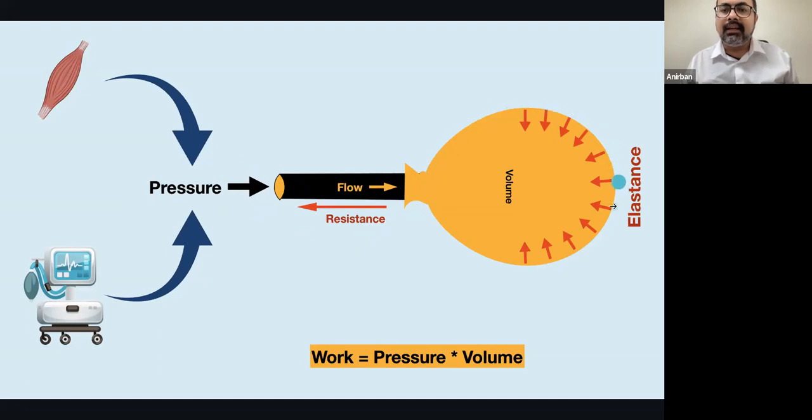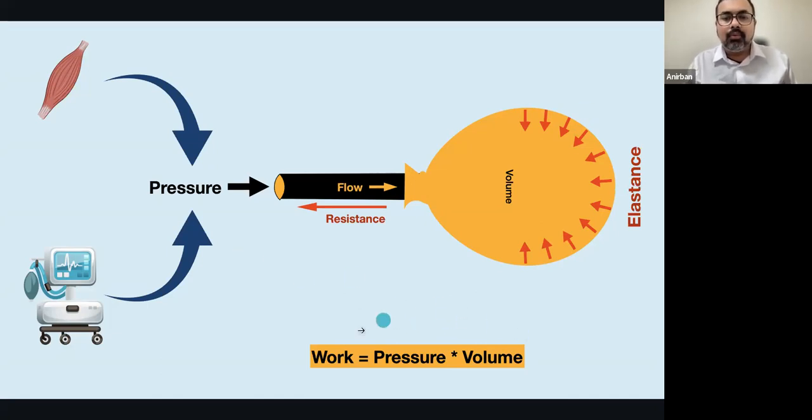Now, for distending the lung, the ventilator works against the elastance of the lung. So, what is the elastance? Elastance is the property of any structure to recoil after deformation. When you inflate a balloon and let it go, it will come back to its own original position. This physical property is elastance.